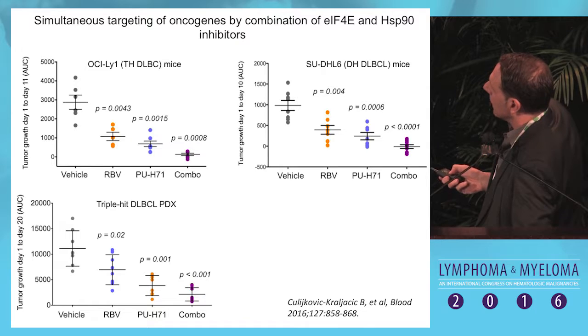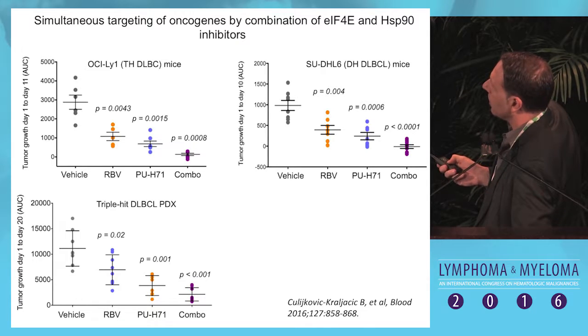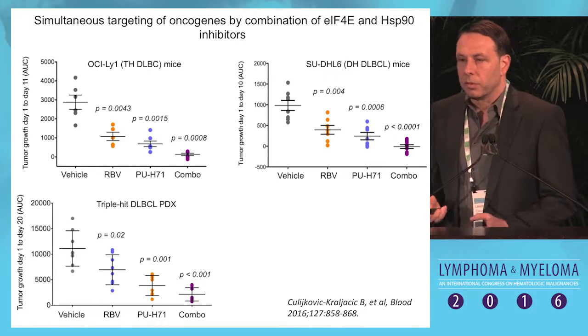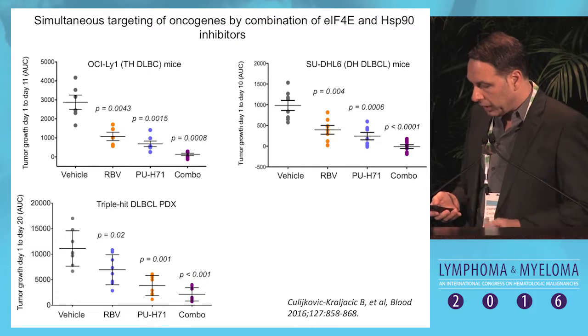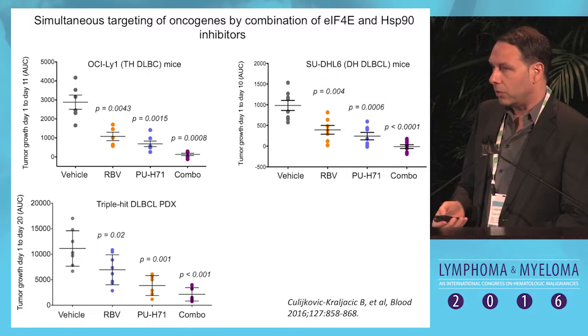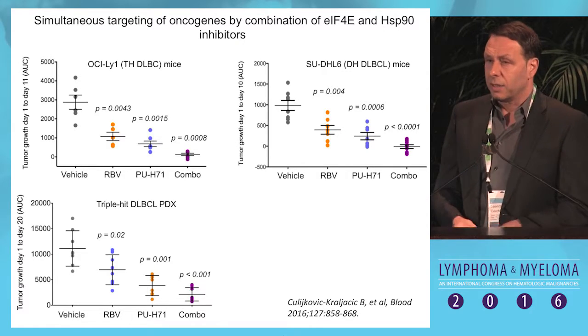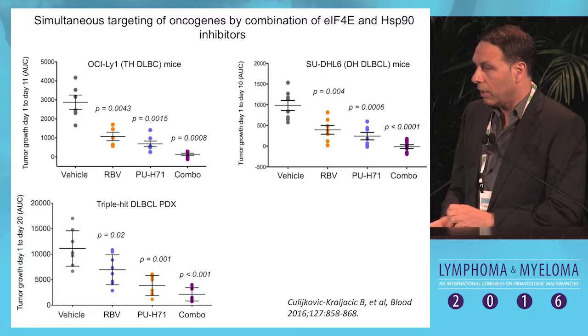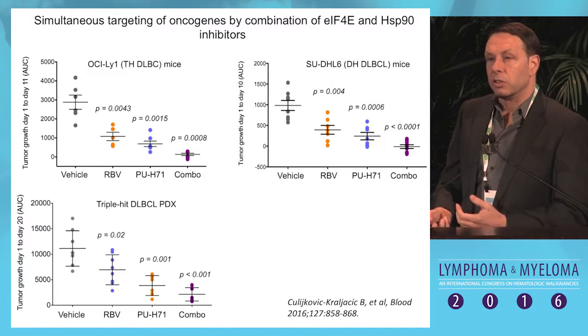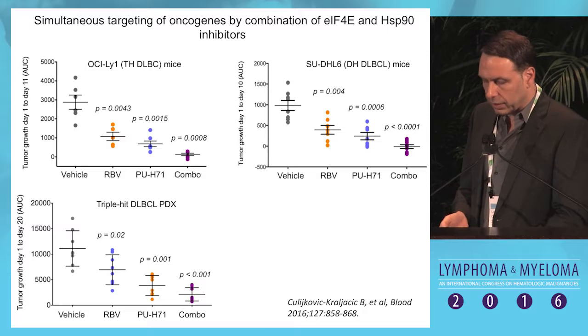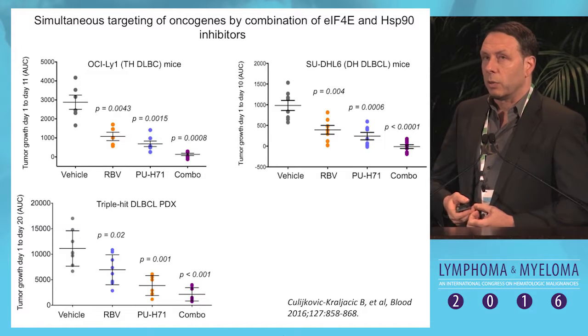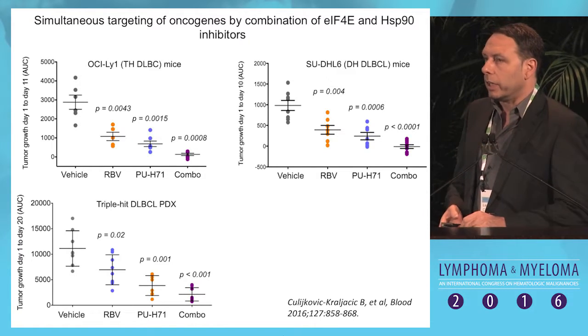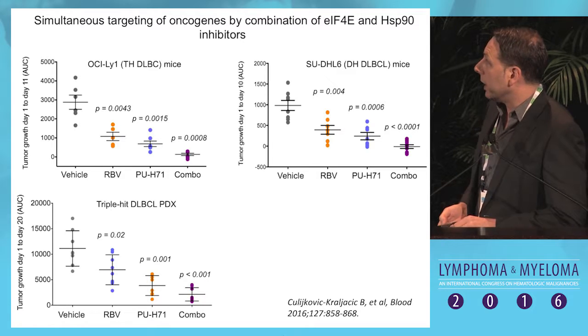Ribavirin has some effect, as I showed before, and PU-H71, the HSP90 inhibitor, as well, but the combination always results in a higher anti-lymphoma effect. So I think this combination is also extremely attractive to be used in the clinic, specifically for patients with double hit or triple hit, very chemorefractory disease, because they are the ones that are more dependent on EIF4E and XPO1 activity.